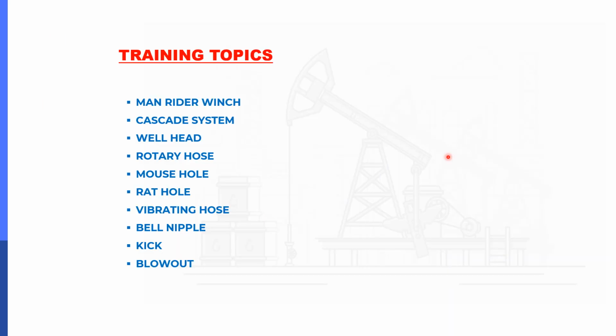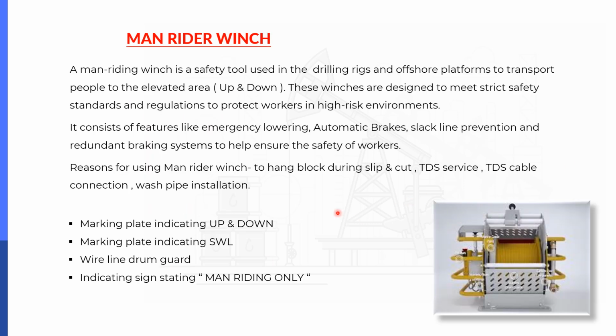So let's see what topics we have today. These all are the topics for today's session. Number one is man rider winch. The second is casket system. Then wellhead, rotary hose, mouse hole, rat hole, vibrating hose, bell nipple, kick, and blowout. These all are information related to the rig. So we will learn one by one. What are they? The number one is man rider winch.